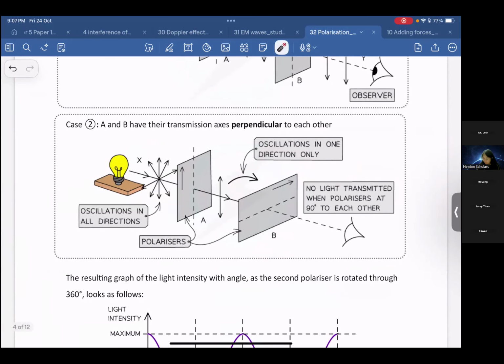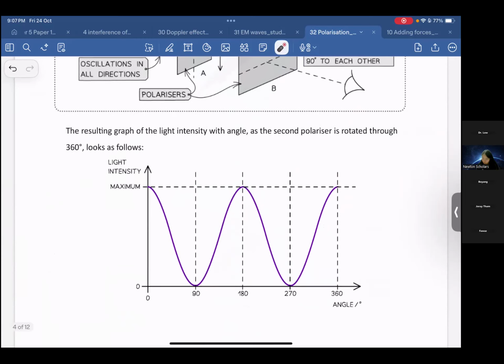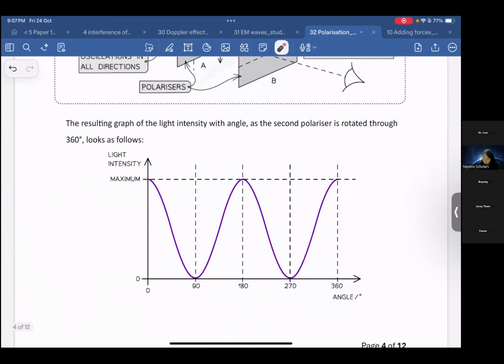So right now, your polarizer slit is like this, but moving like this, how can you pass through? At the end, no light can be transmitted. Okay, so this is the one we just saw with the laser pointer.